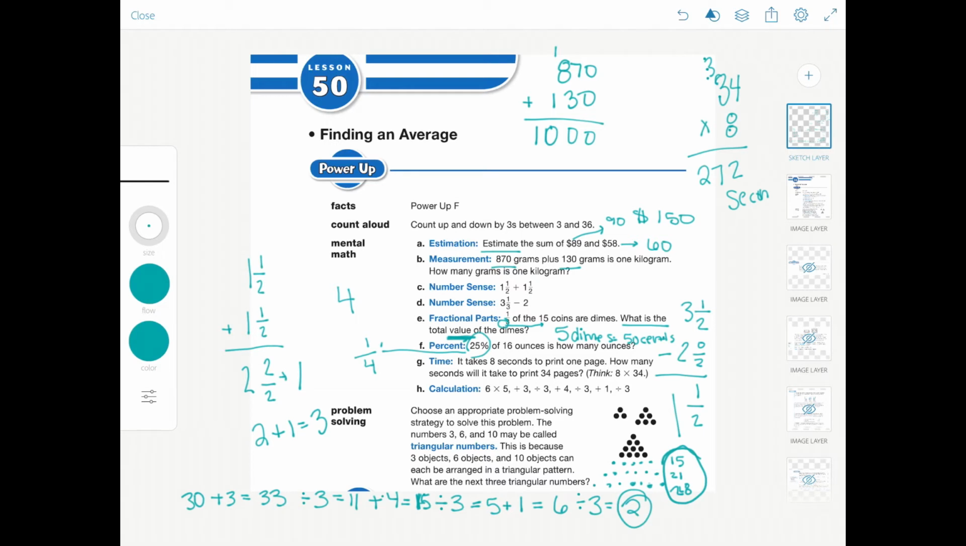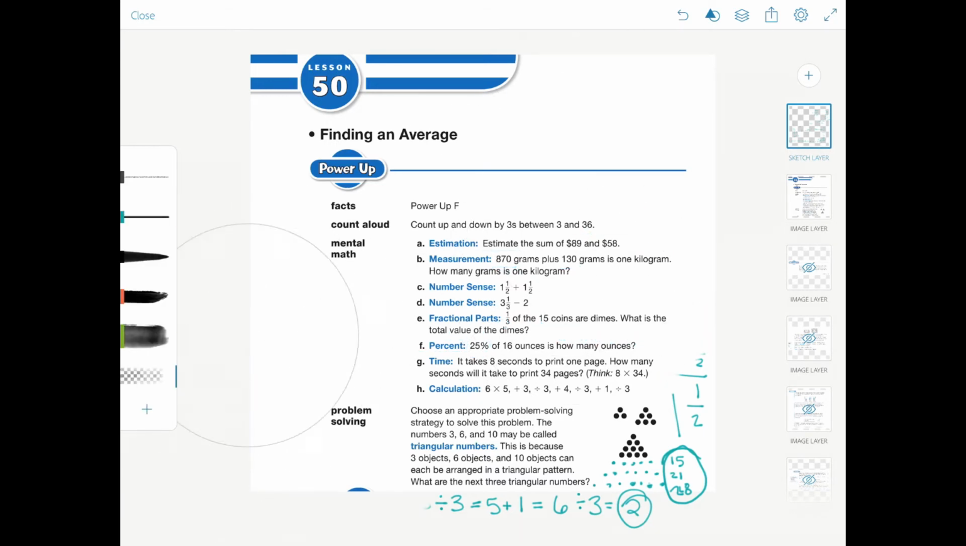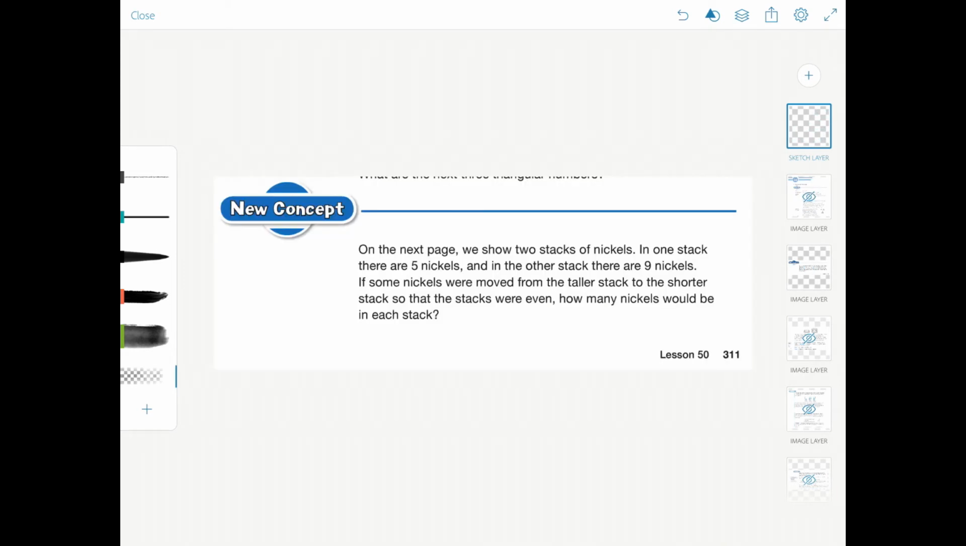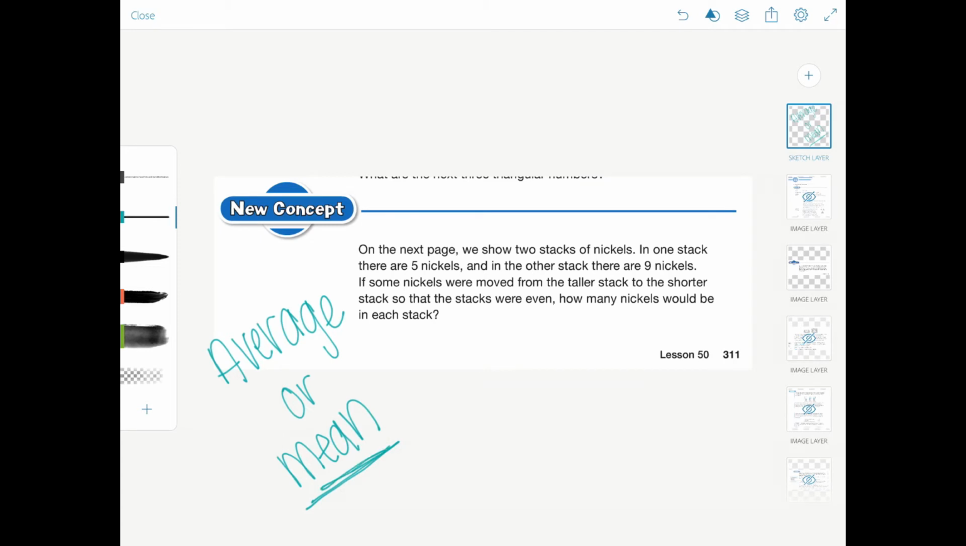I'm going to erase this and get the next page pulled up here. All right, on the next page, we show 2 stacks of nickels. One stack has 5 nickels. The other stack has 9 nickels. If some nickels were moved from the taller stack to the shorter stack so that the stacks are even, how many nickels would be in each stack?